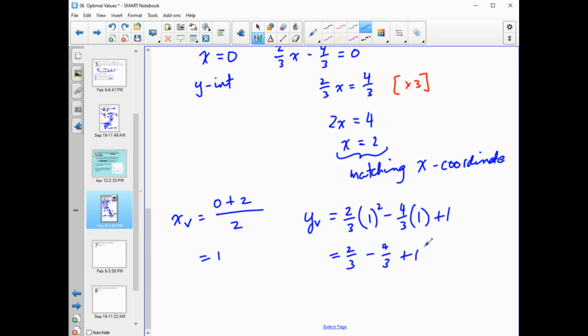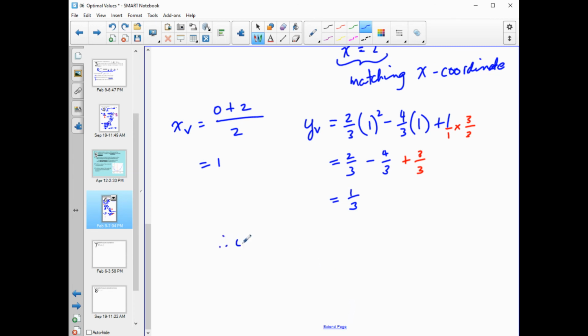And then I could write this as plus 1, but I need to add all of these things together, and they have denominators of 3. So instead of writing this as plus 1, I'm going to write that as plus 3/3, because essentially I took this 1/1, and I multiplied numerator and denominator by 3 to give it a common denominator. And now that I've done that, 2/3 minus 4/3 is negative 2/3, plus 3/3 is positive 1/3. And so therefore, in this case, the optimal value is 1/3.